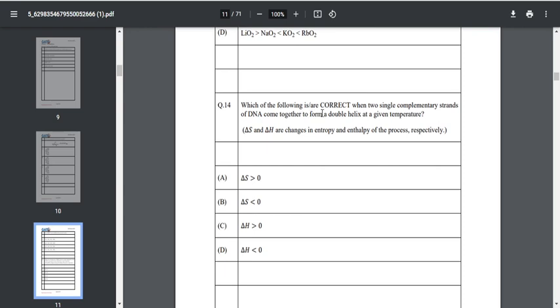Next, question number 14. Which of the following is correct with regard to when two single complementary strands of DNA come together to form a double helix at a given temperature? So the correct answer for this question, it is a multiple select question. So option B and option D are correct.